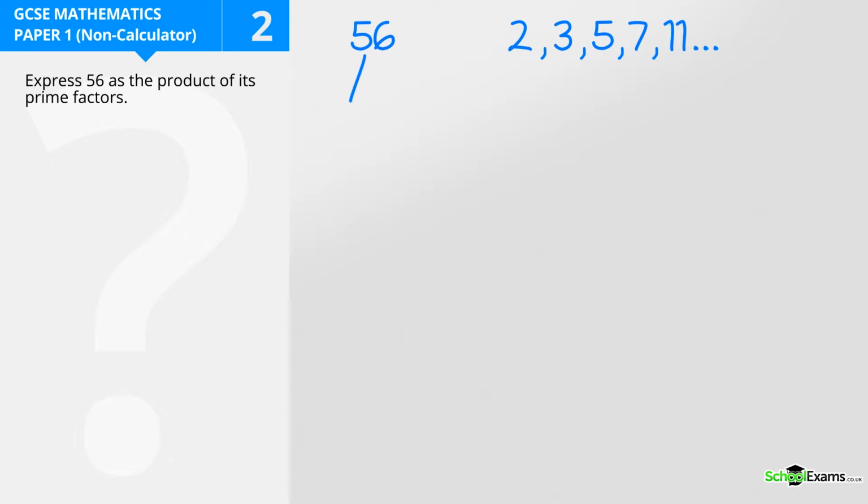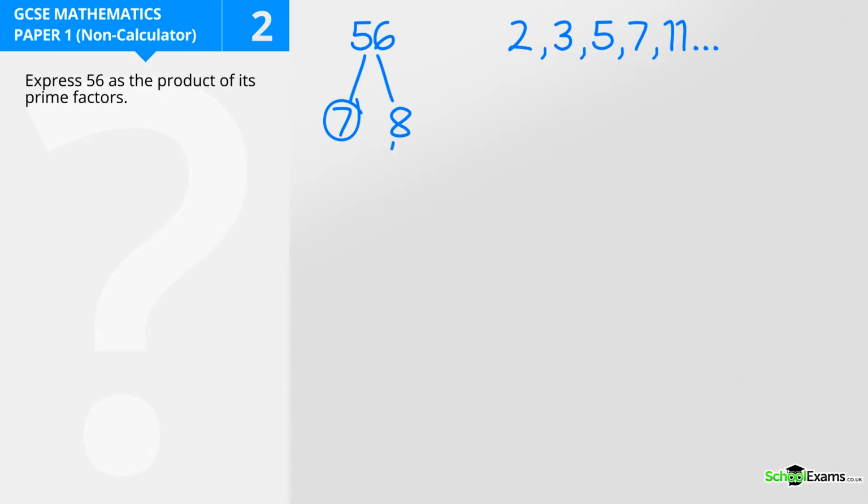Now I'm going to use the method of the factor tree to find the prime factors. 7 multiplied by 8 gives me 56. 7 is prime, so I don't continue on that branch. 8 is equal to 2 multiplied by 4. 2 is prime. 4 is not prime. Factors of 4 are 2 multiplied by 2.